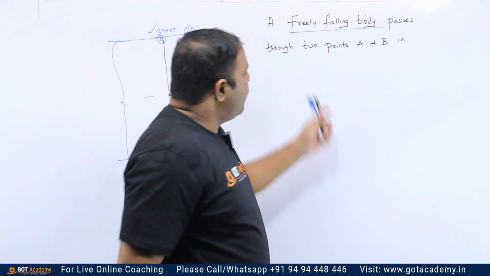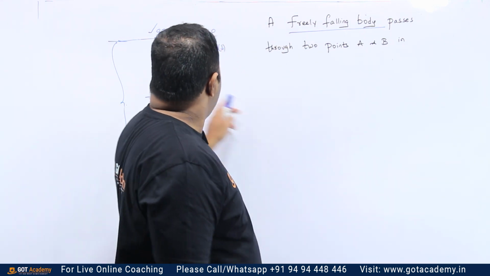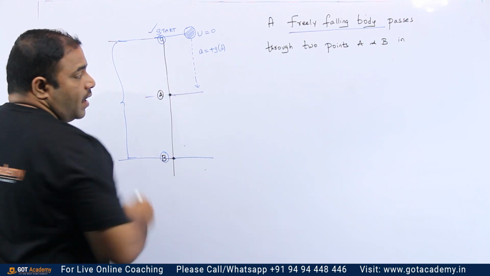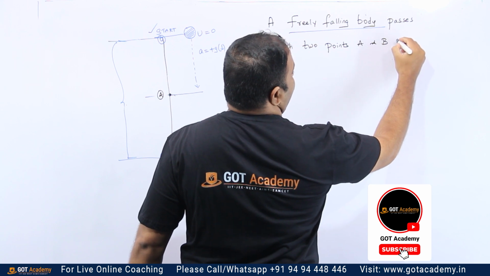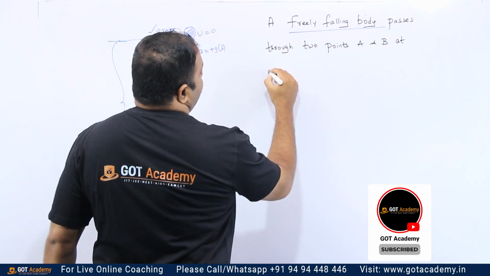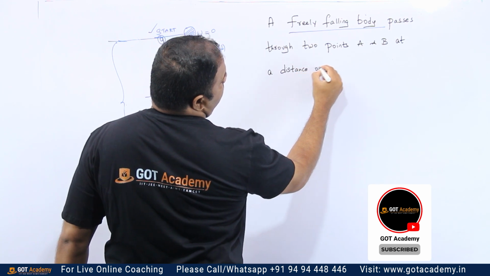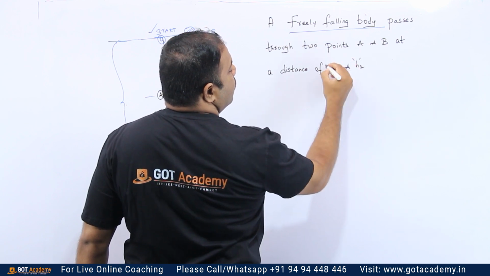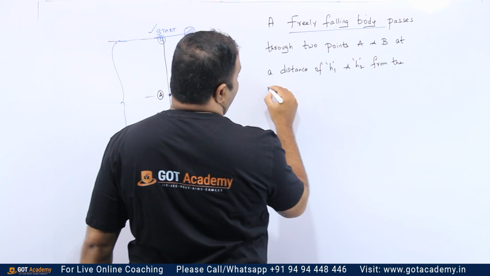So it was like this. A freely falling body now again passes through two points, A and B, at distances of H1 and H2 from the start, meaning from the beginning onwards.